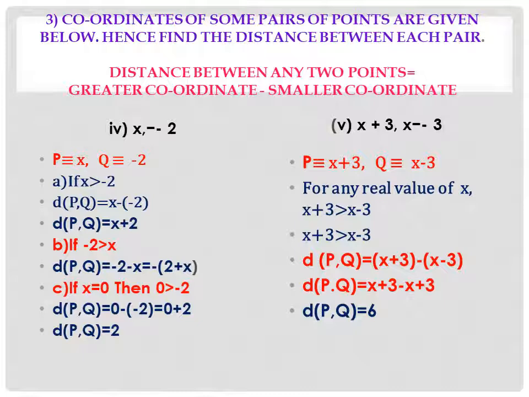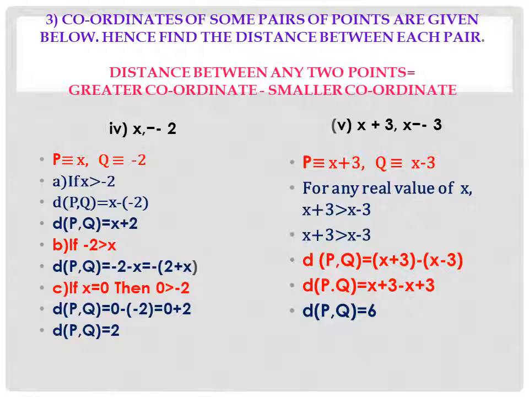Then first case A we take x is greater than minus 2, which means x is a positive number. Then distance PQ is equal to greater coordinate x minus of minus 2, that is x plus 2. Now the second condition is minus 2 is greater than x, which means x is again a negative number. Then distance PQ is equal to greater coordinate minus 2 minus smaller coordinate x, which is minus sign common, in bracket 2 plus x.